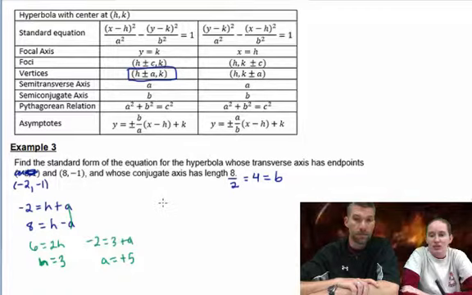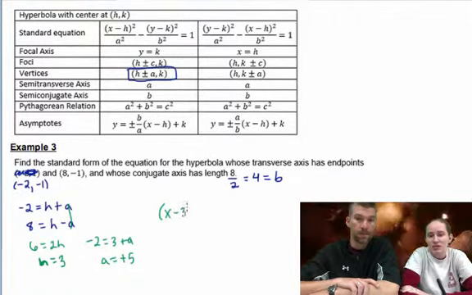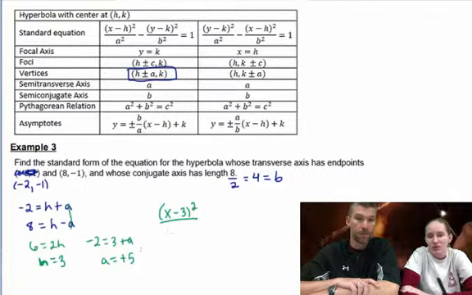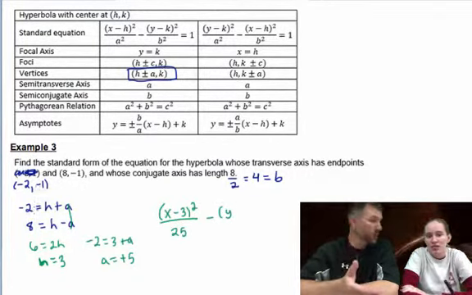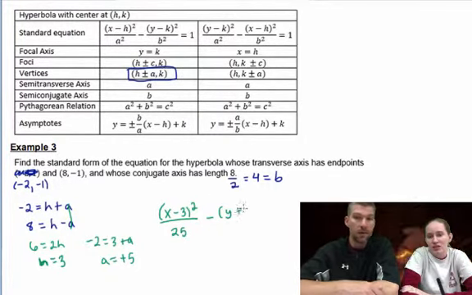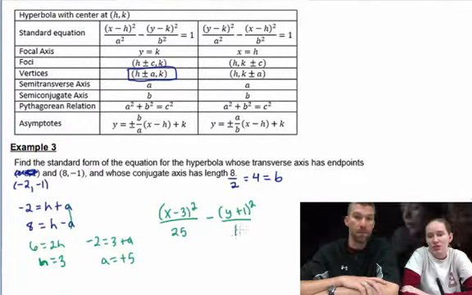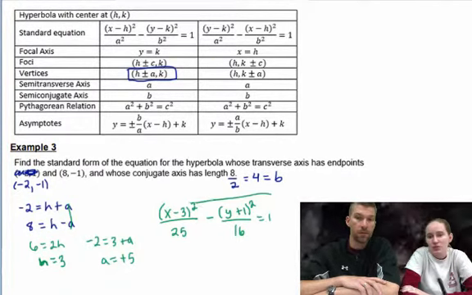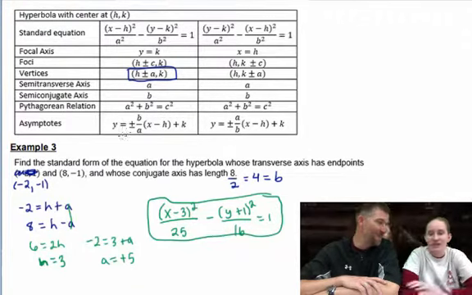And so what we want to do is, we said x was first. We just figured out what h was, and we figured out what a is. Then the y coordinate never changed, so it's going to be +1. And we already knew b, which is 4, so that's 16, equals 1. So it all depends on what they give us and figuring things out. That was a bad box.